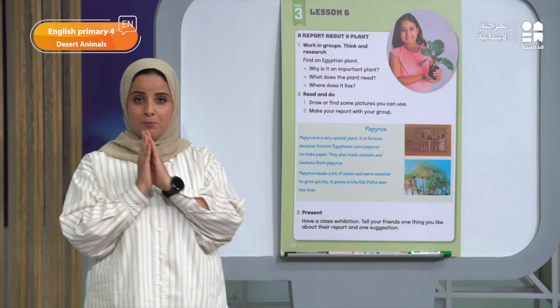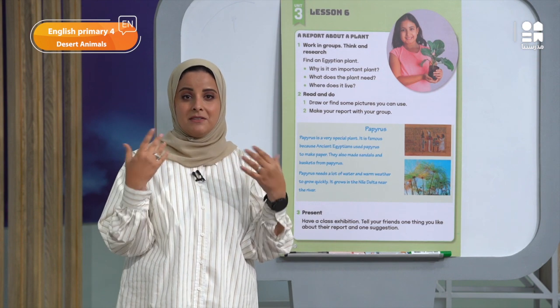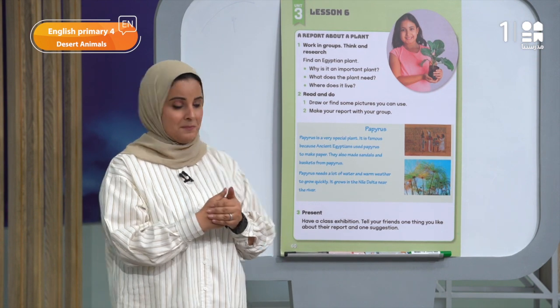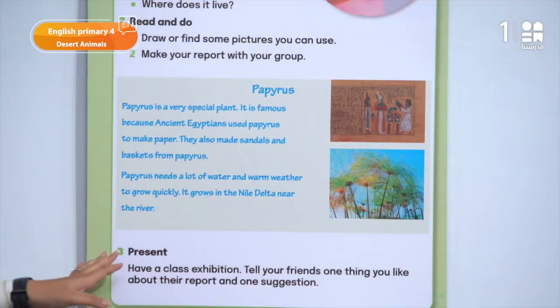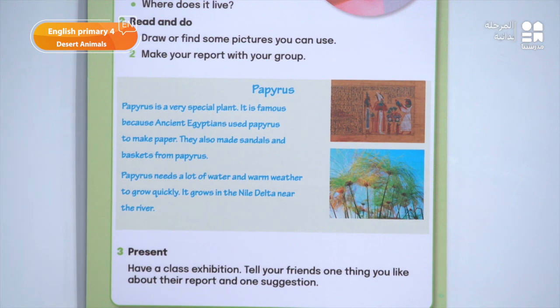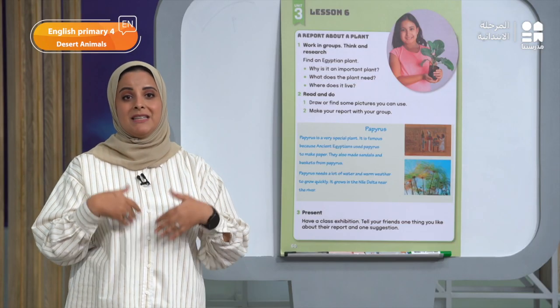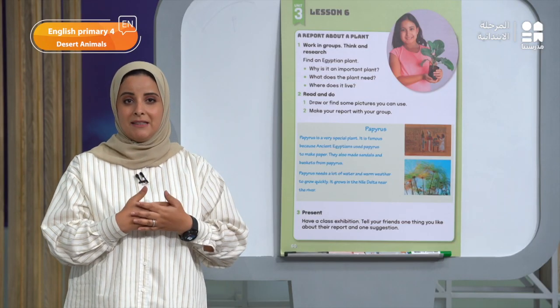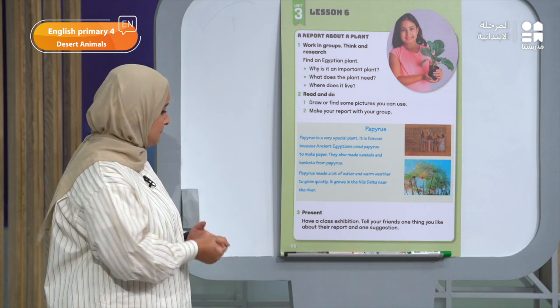ما دام عملنا جروب ورك يبقى لازم نعمل presentation للورك بتاعنا. Number 3. Present مش present. Present. Have a class exhibition. يعني ايه exhibition؟ هنقعد مع بعض في الكلاس ونعمل display للبروجكتس بتاعتنا أو الريبورتس بتاعتنا.